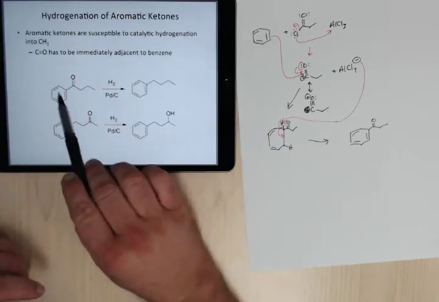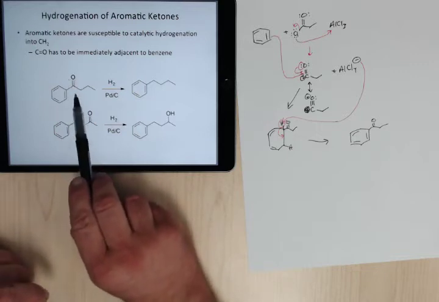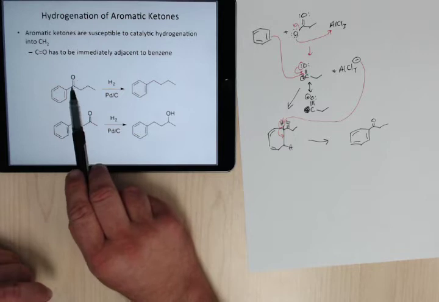The other way that you can do it is a hydrogenation. Now this is a very special case where the CH2 has to be directly adjacent to the benzene.